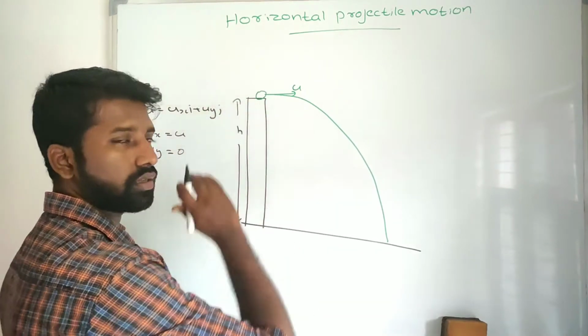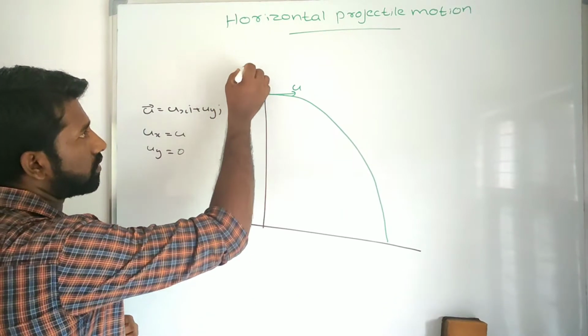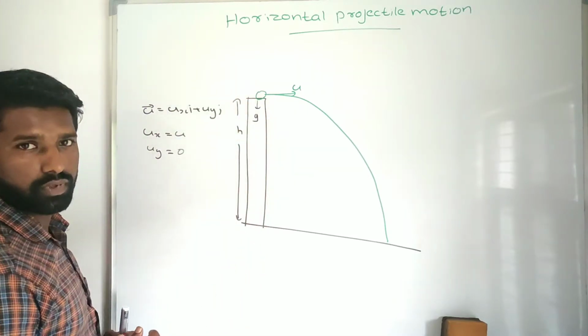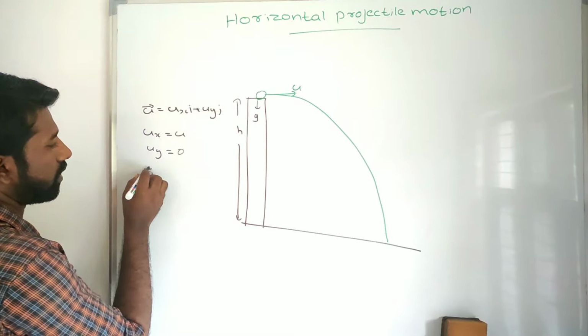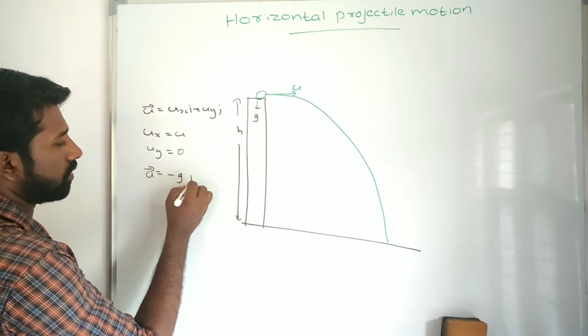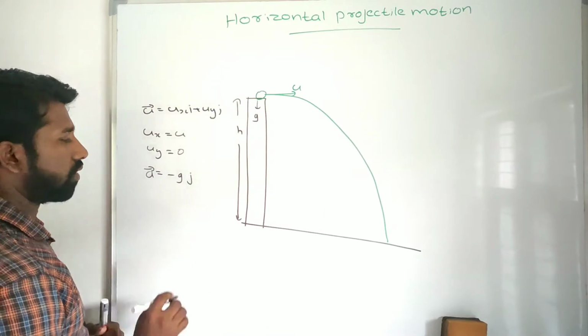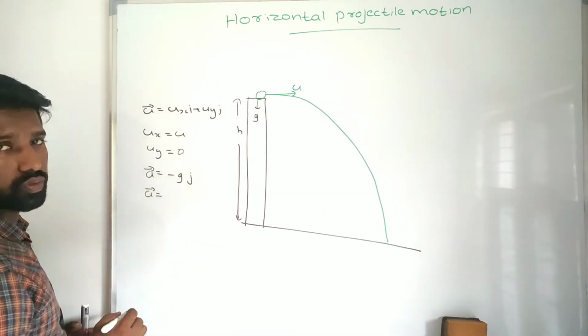Here only acceleration due to gravity is acting on it. So the acceleration is in which direction? Acceleration is acting in the downward direction like this. So here we can say that the acceleration is equal to minus g j. Why minus? Because acceleration is in the downward direction. Okay. Then how about the two components of this acceleration?